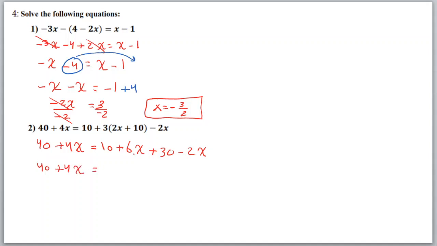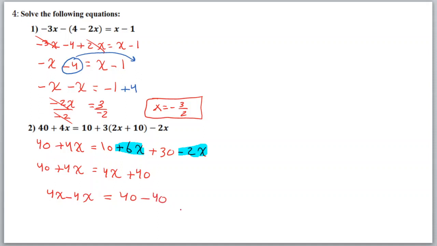We simplify here. 6x minus 2x, it will be 4x. Then 10 plus 30, it is equal to 40. Then collect the numbers alone and the variables alone. So I keep 4x here and take 4x to the other side, so it will be minus 4x equal. We keep 40 to the right side and we take 40 from left to right, so it will be minus 40.